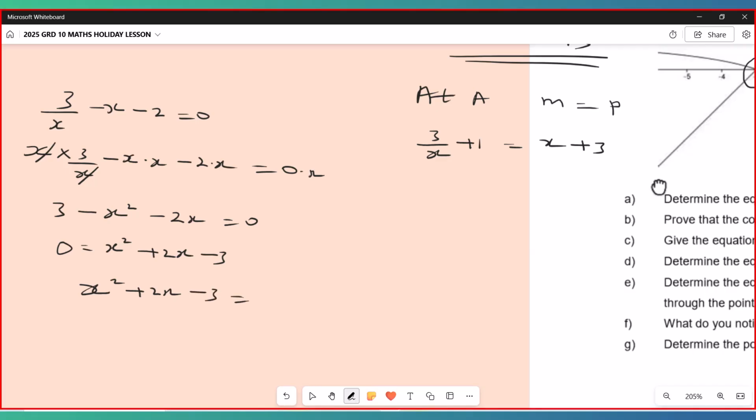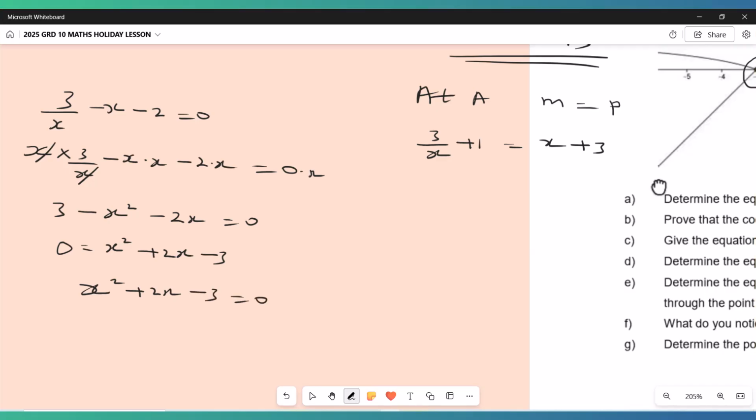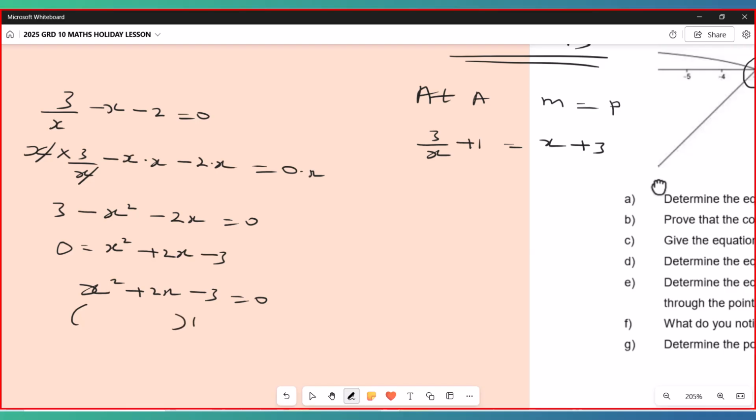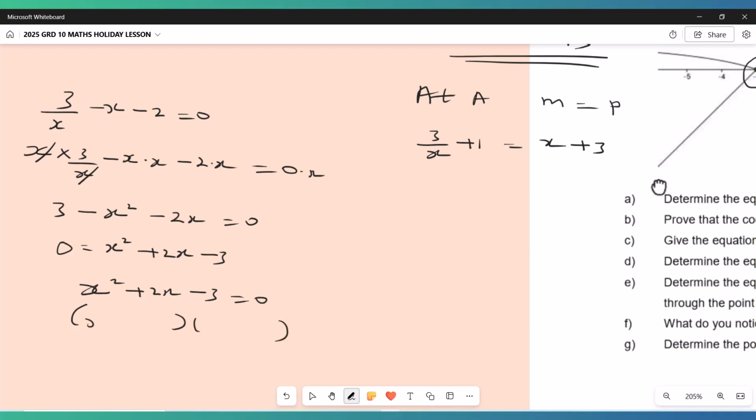0, okay? So what are the factors here, guys? Who can tell us? You're going to have x plus what? x plus 3 or x plus 1, right? What are the factors here, guys? When you multiply, you get negative 3, but when you add, you get positive 2. Which factors are they going to be?